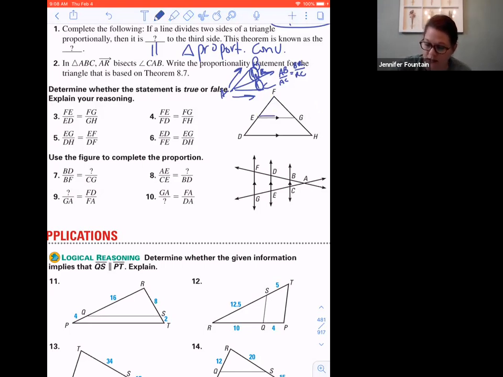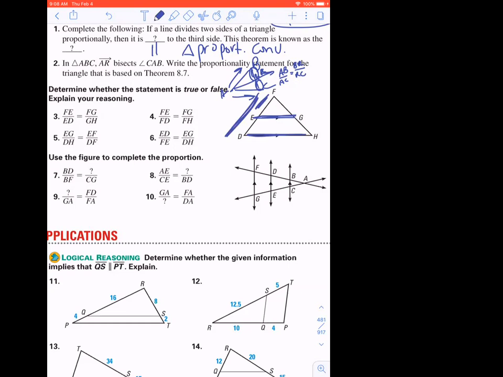All right, let's look at the next one. EG over DH is equal to EF over DF. False.